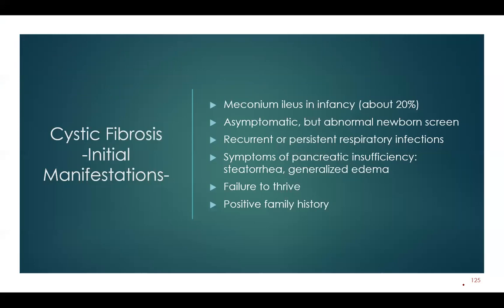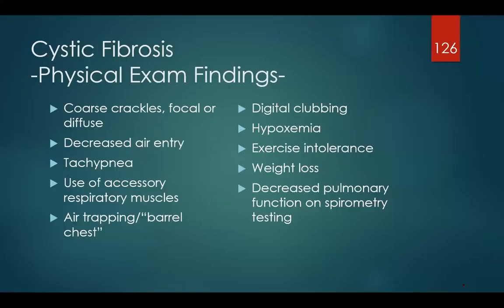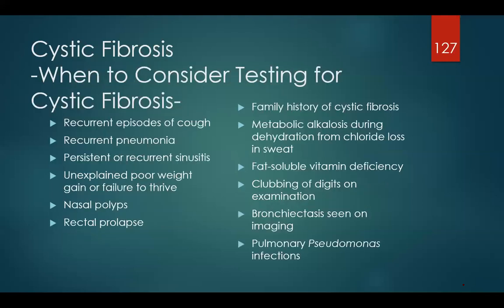All right, so cystic fibrosis, the initial manifestation could be a meconium ileus in infants. Because of the chloride abnormalities, they can be asymptomatic, but an abnormal newborn screening is going to happen. It can be recurrent, persistent respiratory infections. It sounds super miserable. Symptoms of pancreatic insufficiency, such as steatorrhea and generalized edema. They can have failure to thrive, and there's always going to be a family history because it's autosomal recessive. Physical manifestations include coarse crackles, decreased air entry, tachypnea, using accessory respiratory muscles, and they might have a barrel chest appearance. They're going to have some digital clubbing, hypoxia, exercise intolerance, weight loss, and decreased pulmonary function on spirometry. There's going to be a family history.